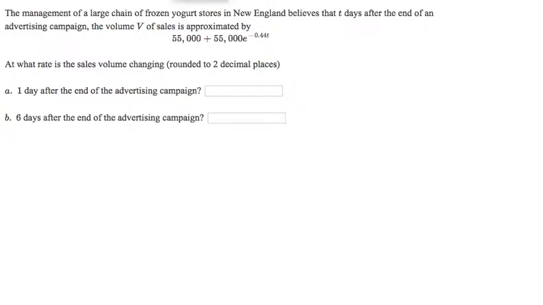So in this problem, we have the management of a large chain of frozen yogurt stores in New England who believes that T days after the end of an advertising campaign, the volume of sales V can be approximated by this, which is in terms of T. So it says, at what rate is this sales volume changing one day after the end of the advertising campaign?